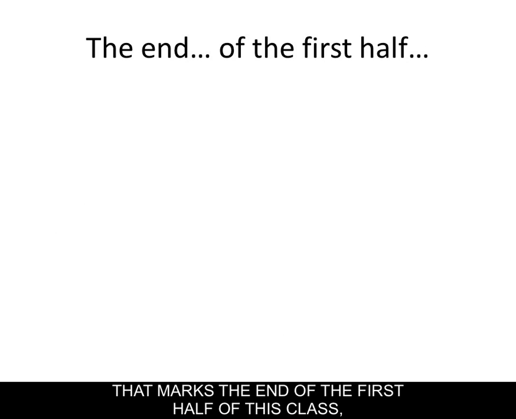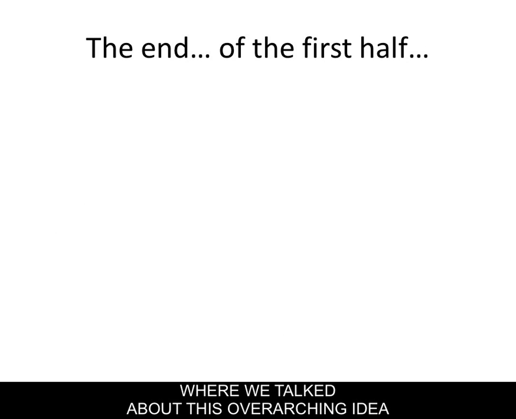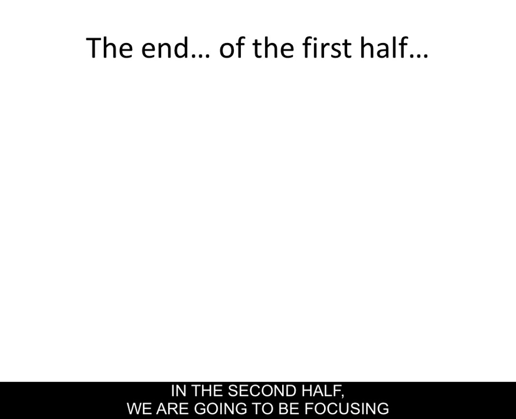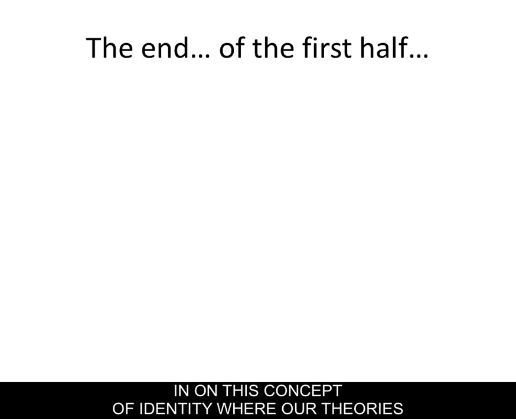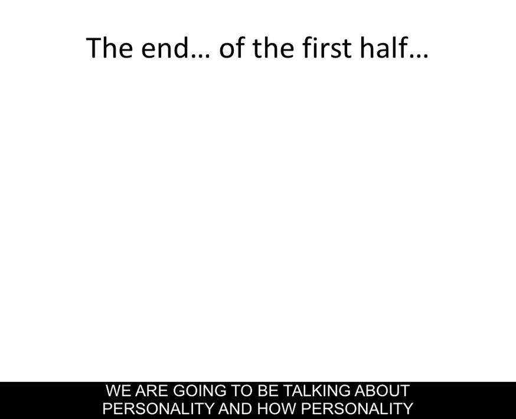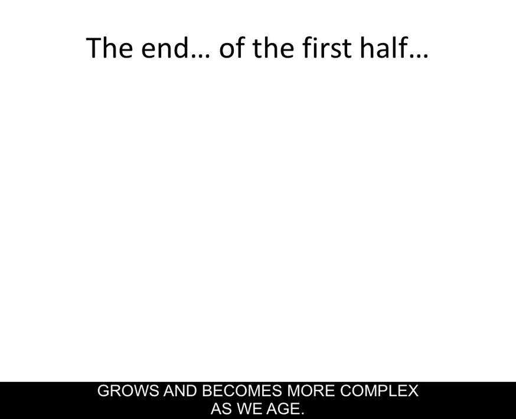That marks the end of the first half of this class, where we talked about this overarching idea of the self. In the second half, we're going to be focusing in on this concept of identity, where our theories come with this idea of identity and how it emerges. And then after talking about identity, we're going to be talking about personality, and how personality grows and becomes more complex as we age.